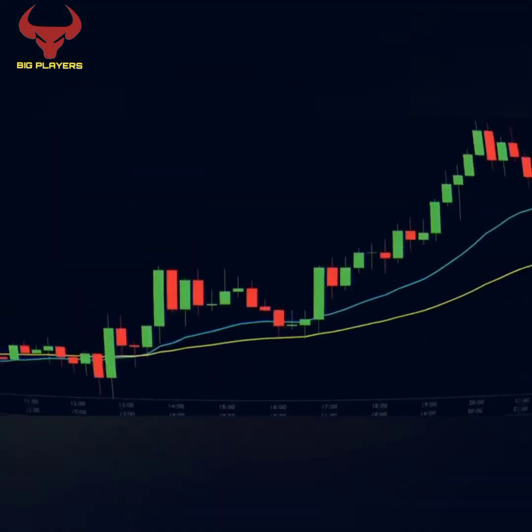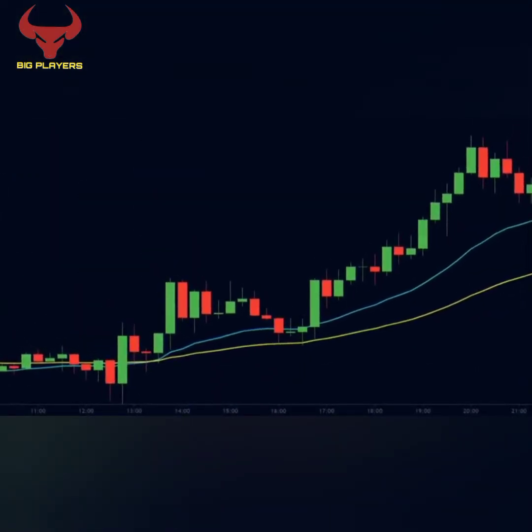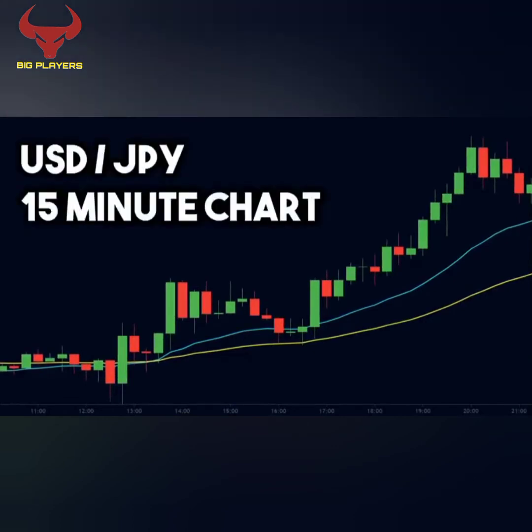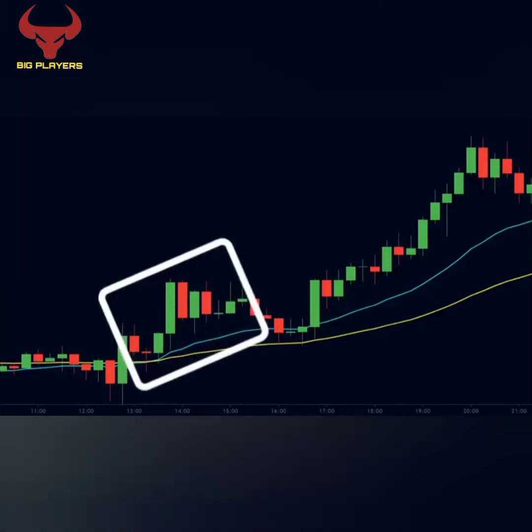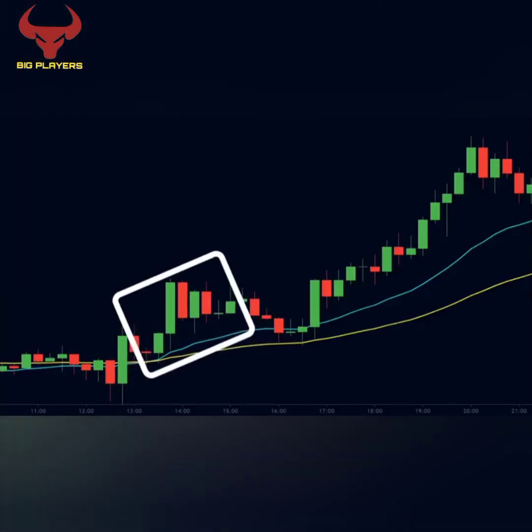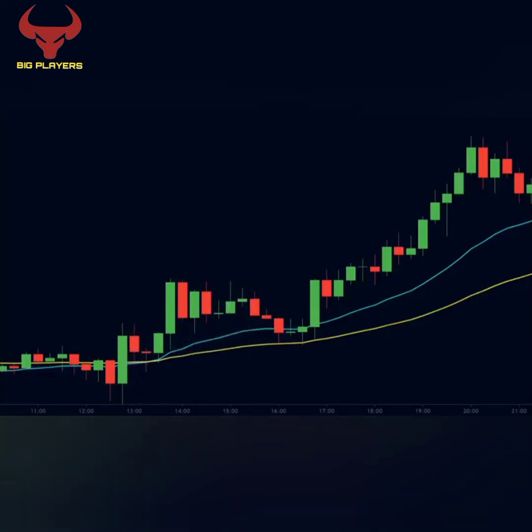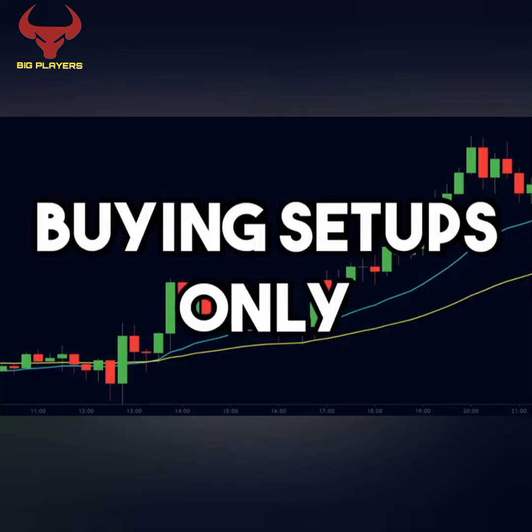Let us look at an example to understand the strategy. Here we have the USD-JPY pair on a 15-minute time frame. So first, we see that the price is trading above the 20 and the 50 EMA, and the 20 EMA is above the 50 EMA. The slope of both of the moving averages is also sloped upwards. So we are looking at buying setups only.